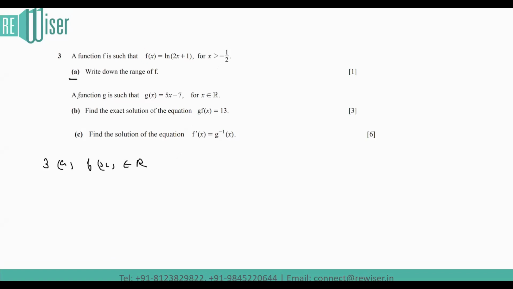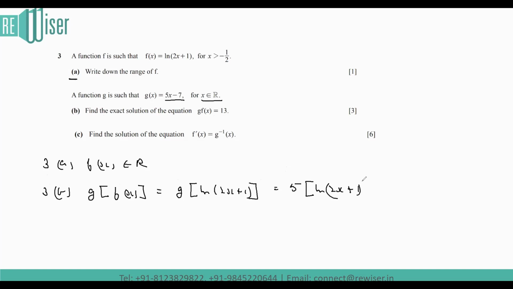If I'm going for the second part, a function g is such that g(x) is 5x minus 7 for all x belonging to real numbers. Find the exact equation of g(f(x)) equals 13. So for 3b, I should write it as g(f(x)). That means the f(x) function is g of ln(2x + 1). In place of x in g(x), we'll be writing ln(2x + 1). So that becomes 5(ln(2x + 1)) minus 7, and they have given that that's equal to 13.